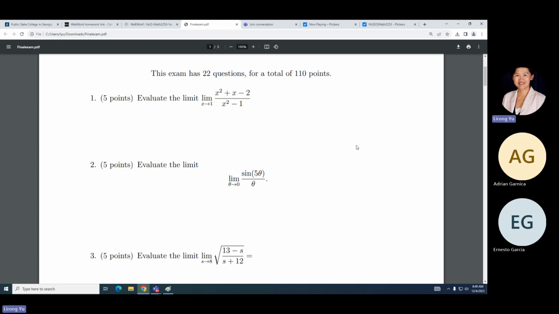Another way to calculate this limit is L'Hopital. And if you forget what L'Hopital is, you might want to write down the formula for L'Hopital. For L'Hopital, the condition is the limit of the numerator equals 0 and the limit of the denominator equals 0. If it's 0 divided by 0, you can use L'Hopital. If it's infinity divided by infinity, you can do L'Hopital. But if it's number divided by number or any other situation, you can't do it.